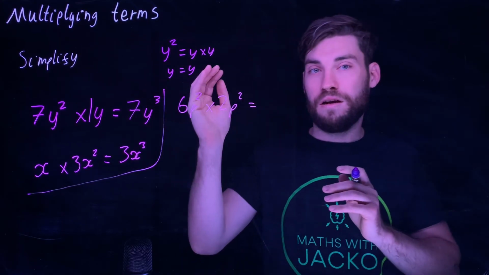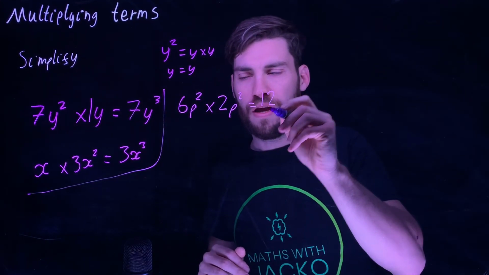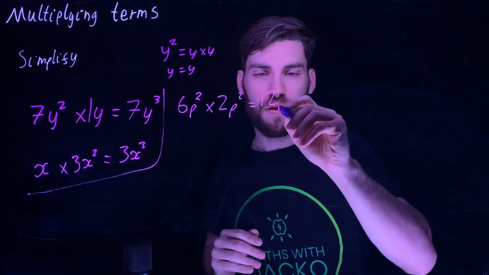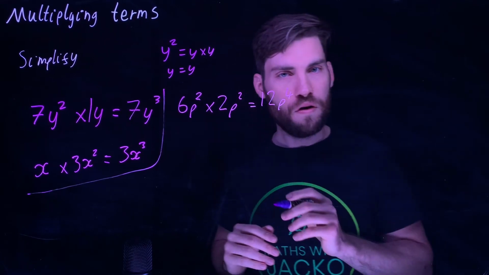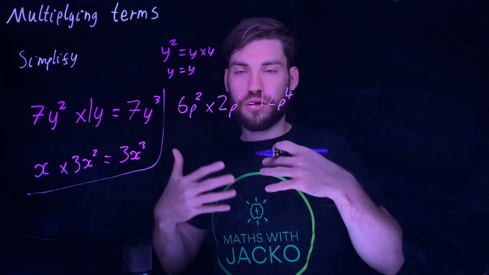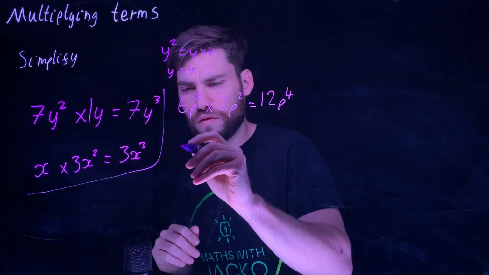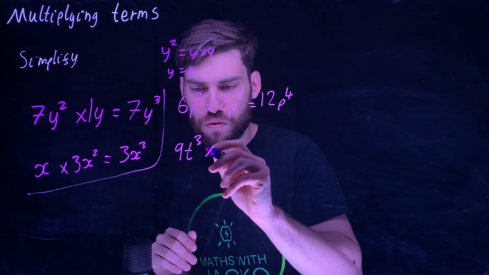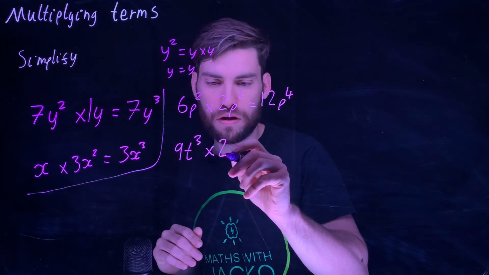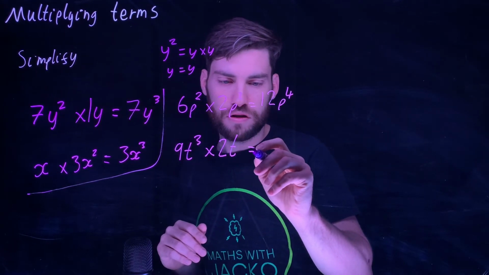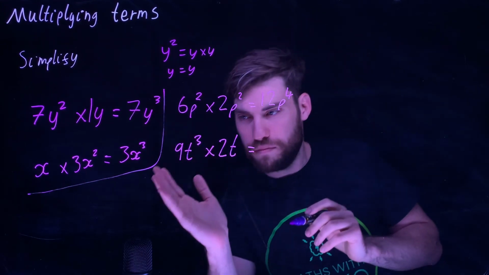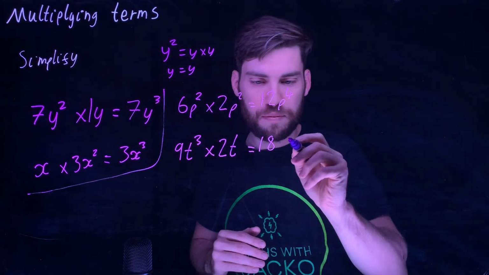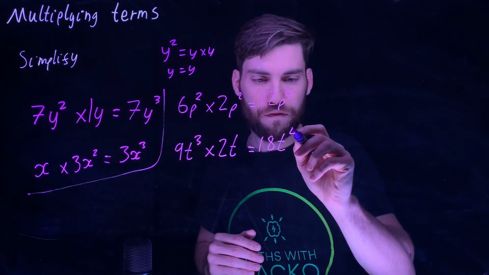So you've got 6 times 2, which is 12. And then p squared times p squared, well, that'll be 4 p's altogether. So it'll be p to the power of 4. And that is it for this one. Let's do another one, just to make sure we've got it. So 9t cubed multiplied by 2t. So pause the video, have a go at that one. Okay, so you're 9 multiplied by 2, which is 18. T cubed multiplied by t is t to the power of 4.